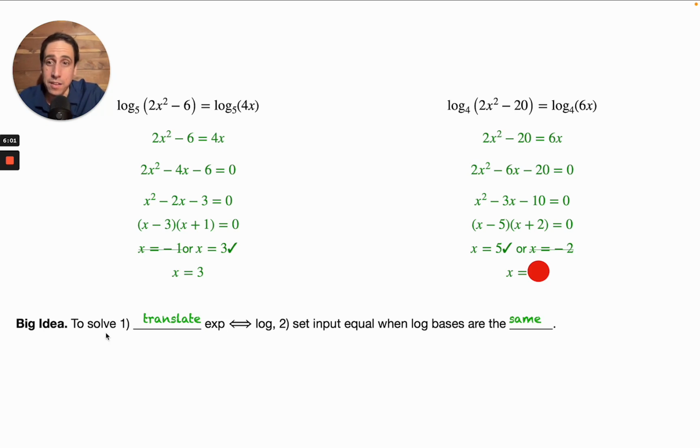The big idea is to solve. We've got 2 different techniques. You can translate between exponential and logarithmic. Not a new technique, but it might look a little different. And then the second technique is to set the inputs equal to each other. These are the inputs right here, the powers, set equal to each other when the log bases are the same. Base 5, base 5. Base 4, base 4. So you can use this when the bases are the same.